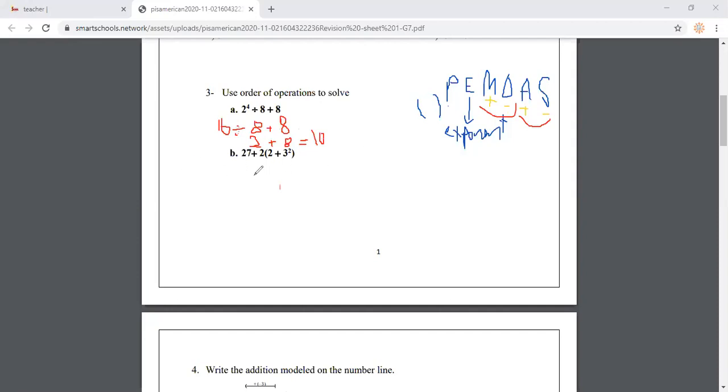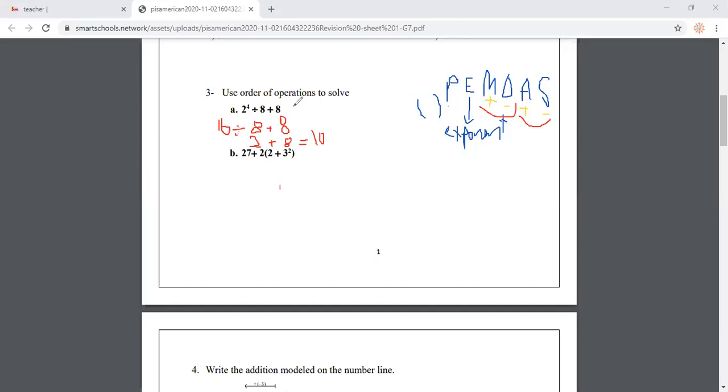And we have the second question. Which one will we start with? Let me ask you a question first. 2 and then a parentheses, 2 plus 3 to the power of 2. Which sign do we have before the 2 and the parentheses? Is it addition, subtraction, multiplication, or division? The sign before the number, and then you have a parentheses directly: multiplication.